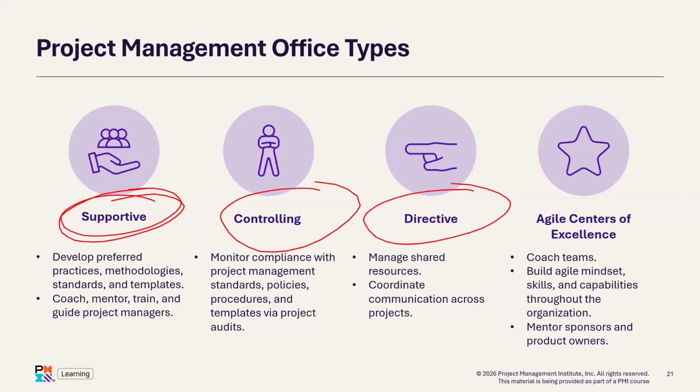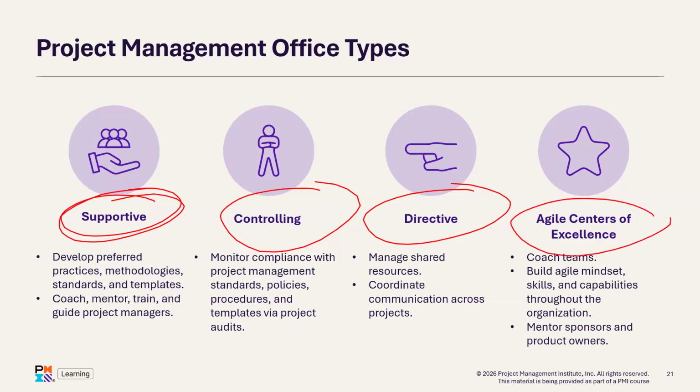If a PMO is headed by a director of the organization, or a CEO is a patron, then you have a directive PMO. This is the most powerful PMO. They assign projects to project managers, and project managers report to the PMO. So they manage their resources, they coordinate communication across projects. They can even terminate projects in the best interest of the organization. Directive PMO.